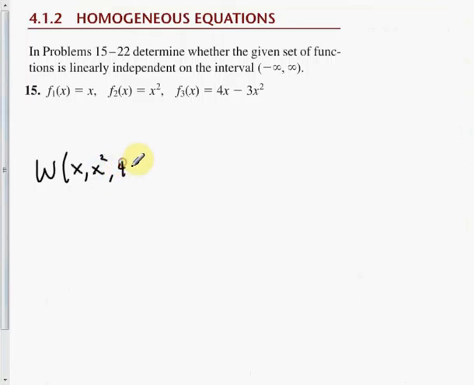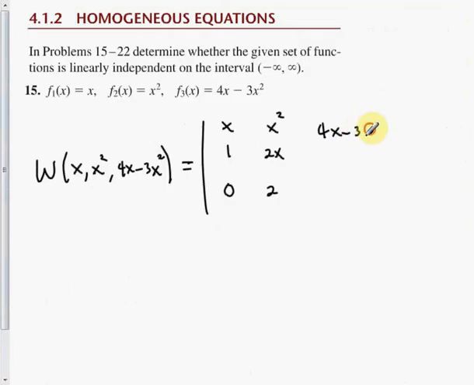So I have the Wronskian of the functions x, x squared, and 4x minus 3x squared, equal to the determinant. Here, the first function is x, its derivative is 1, its derivative is 0. The second function, x squared, its derivative is 2x, its derivative is 2. And then this last function, 4x minus 3x squared, its derivative is 4 minus 6x, and then its derivative is negative 6.